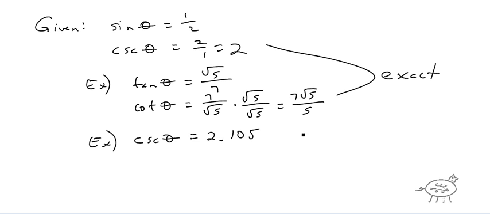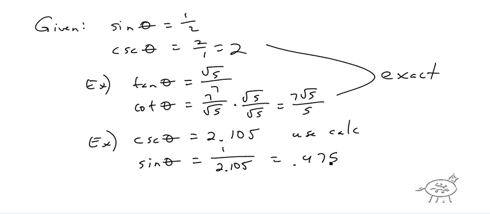All right, and so you're going to use your calculator, and you're going to say the sine of theta, because that goes with cosecant, is equal to 1/2.105. All right, so you put that in your calculator, and you get that equal to 0.475. Okay, that's not bad. All right, so let's try another one here.